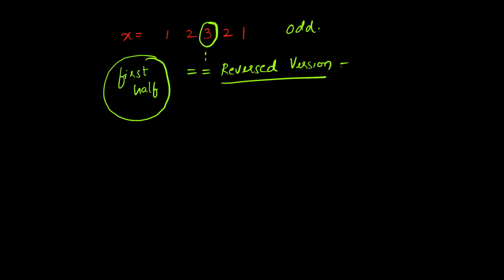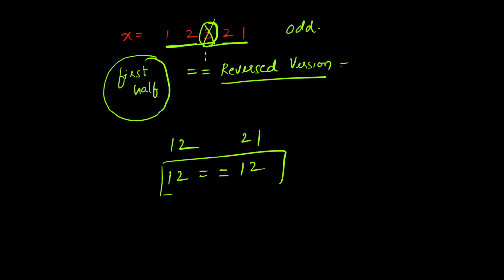Now if we calculate the midpoint of this number, it is 3. To look at the first half, we could include 3 in the first half or we can exclude it. If we include it, then it has to be included in the second half as well, or if we want to exclude it, we need to do the same on both. Let's say we exclude it. So the first half is 12, the second half is 21. Reversing that will give me 12, which is equal to the first half, hence the number is a palindrome.